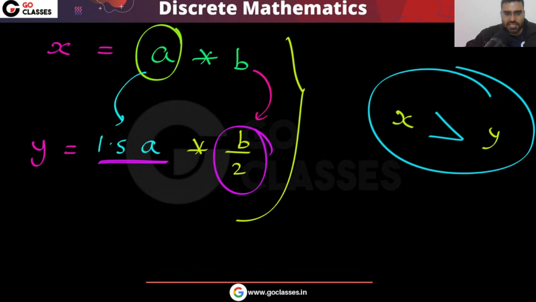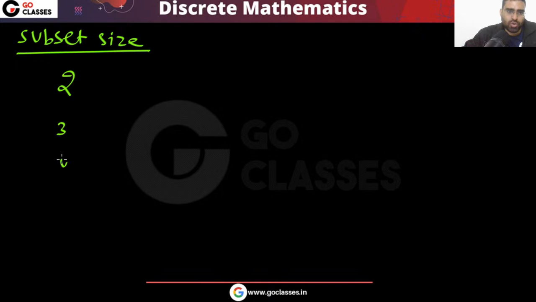What is happening? See, initially you have this. Here you have subset size. Okay, that's it. Your final answer is coming now. Subset size. Let's focus on 2, 3, 4, 5, 6, and so on. So these are the subset sizes. Now your answer is coming. Your degree.